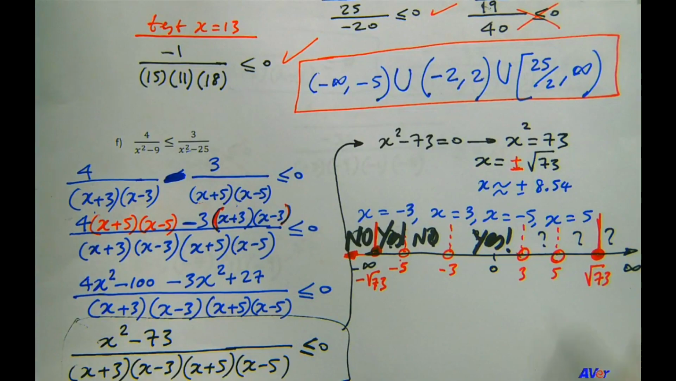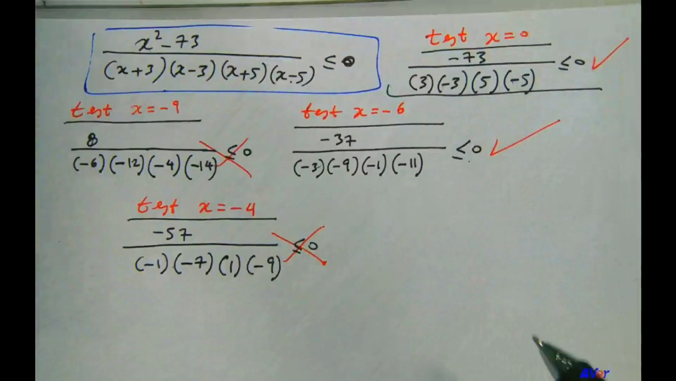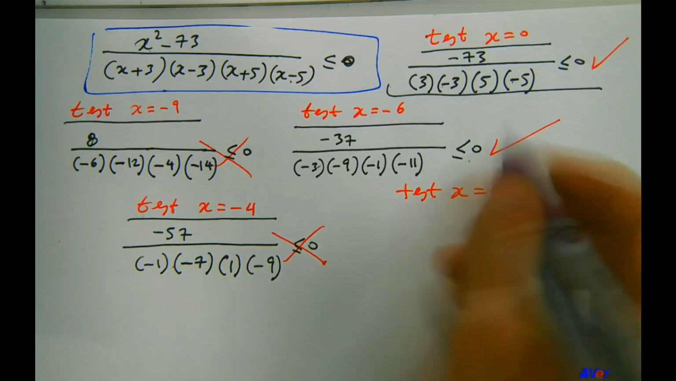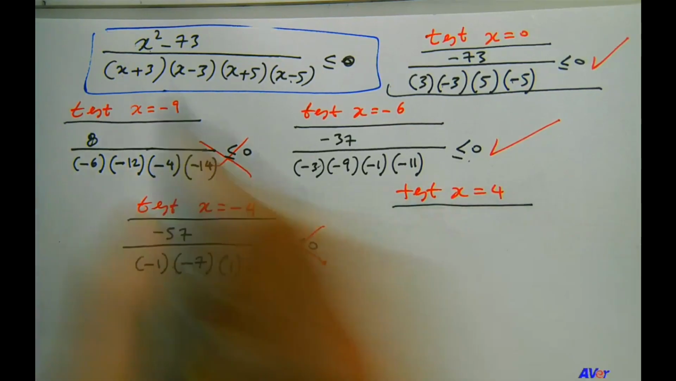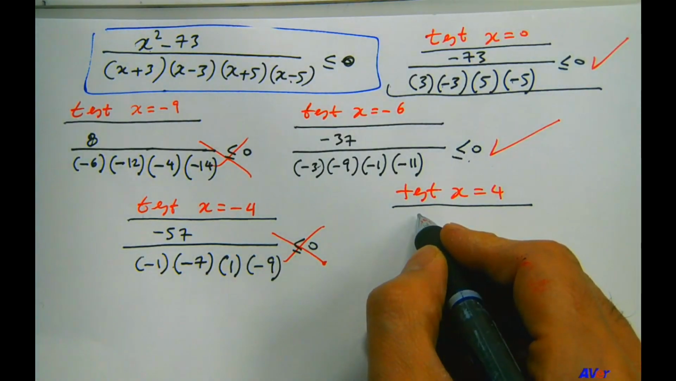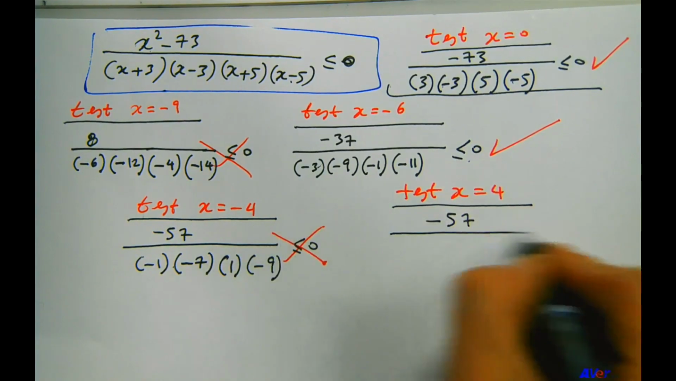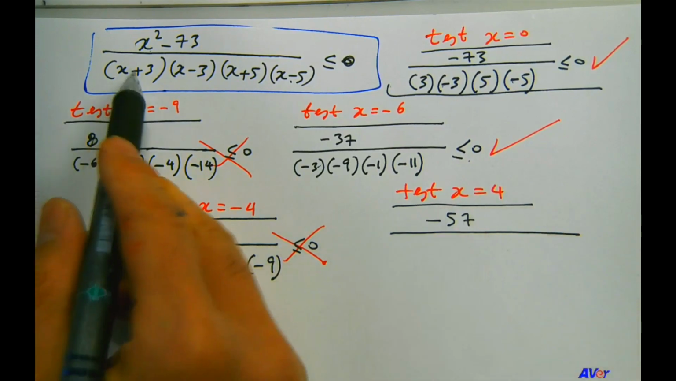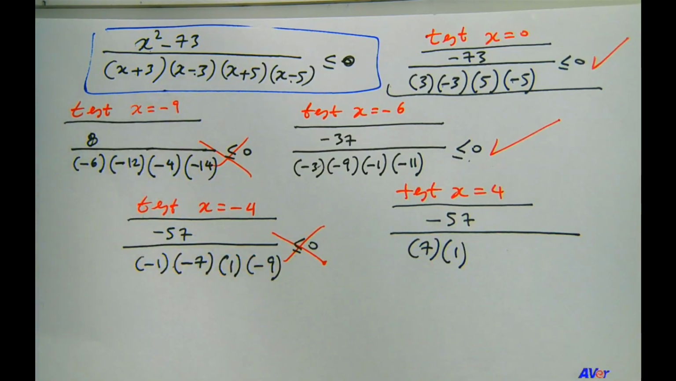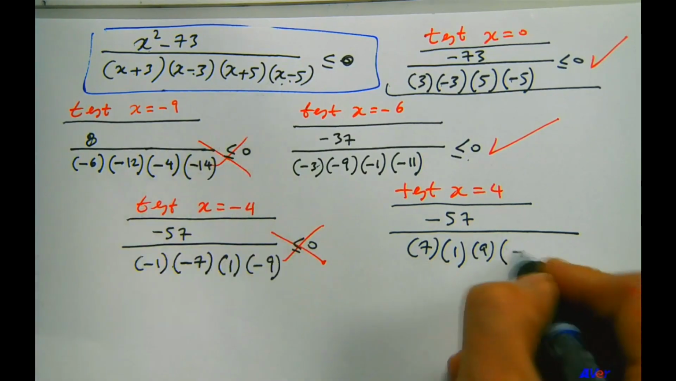So now let's pick a number between positive 3 and 5. So positive 4, right? So test x equals positive 4. Let's plug in there. So 4 squared is 16, minus 73 is minus 57, just like this, divided by 4 plus 3 is 7. 4 minus 3 is 1. 4 plus 5 is 9. 4 minus 5 is minus 1.